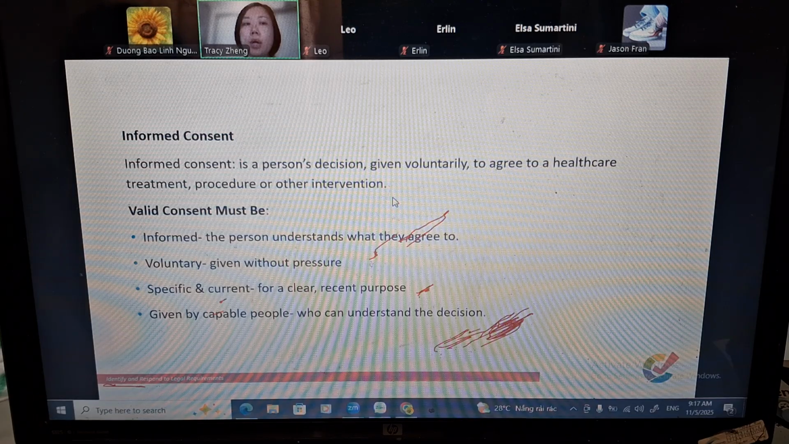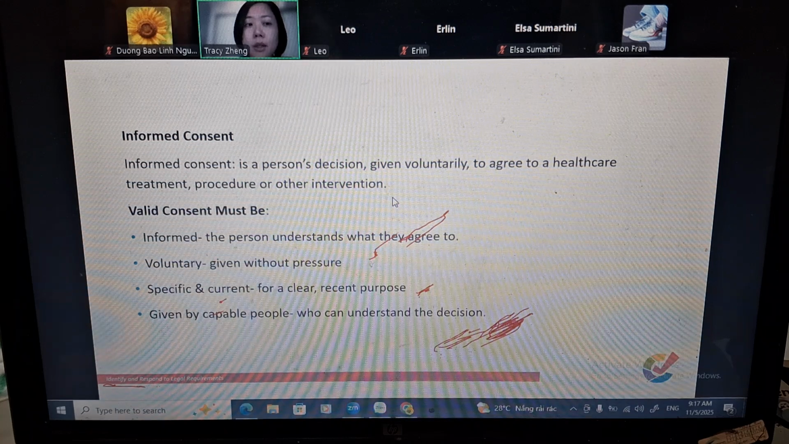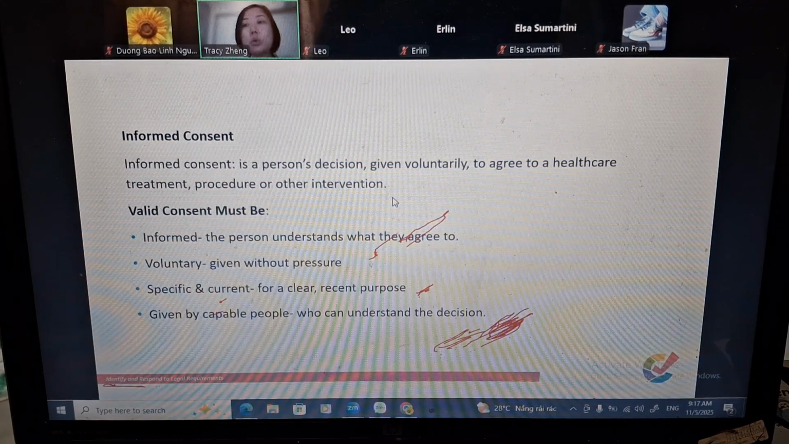To help you understand informed consent a bit better, you can see this term has two words. I want you to break it in half. The first half is "informed." Informed means information. So we as staff need to provide information to our clients and support them to make their own decision regarding the healthcare treatments, procedure, or any intervention.